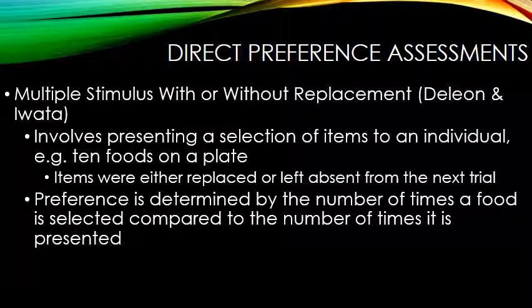In without replacement, whatever the individual picks is removed. So if it's a food, then no more food is presented, and if it's a toy, then that toy is removed from the group of items that the individual can pick from on the next trial. Preference is then determined by the number of times a food is selected compared to the number of times it is presented, or that a toy or other tangible item is selected.